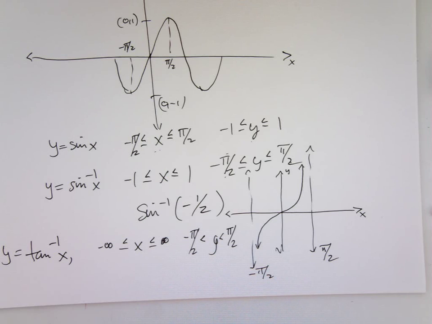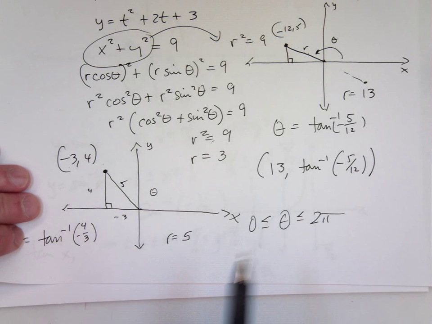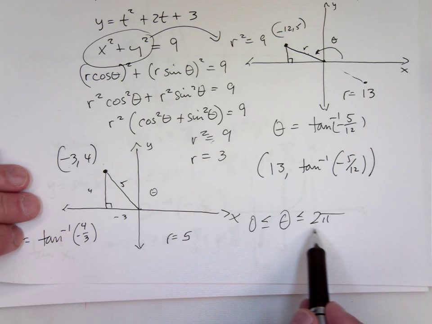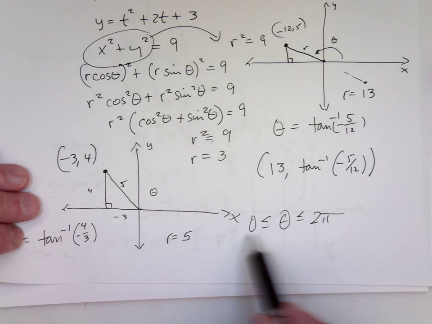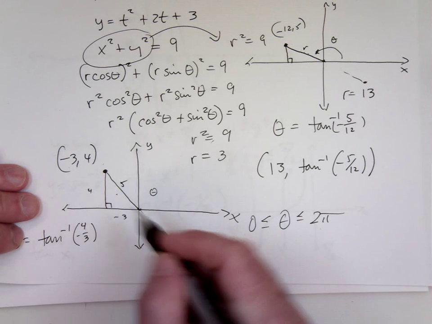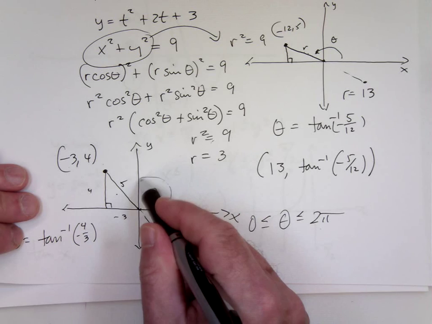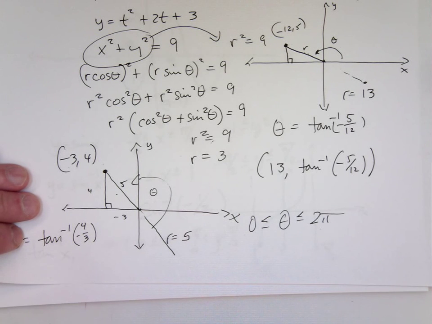It gives you an angle between negative pi over 2 and pi over 2. Well, that may not be the angle that we need to get over here in the second quadrant, and it isn't. Not only that, they want an angle from 0 to 2 pi. So, if you're getting this angle over here, how do you get over here? You add pi radians to it. When you add pi radians to it, you're going to get that angle over there. So sometimes you're going to have to take the answer your calculator gives you and add pi to it to get an angle that WebAssign wants.